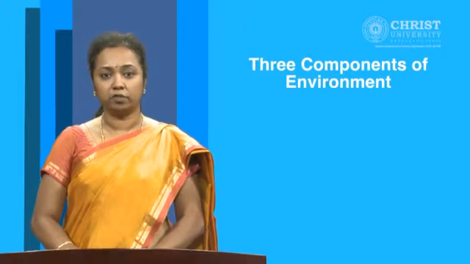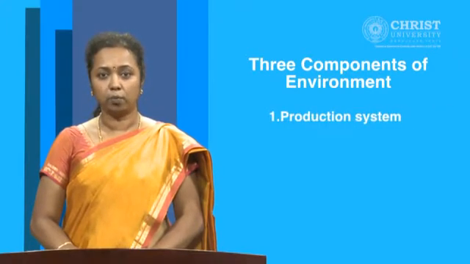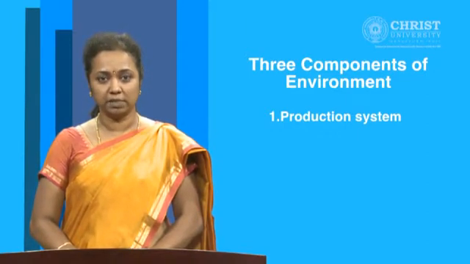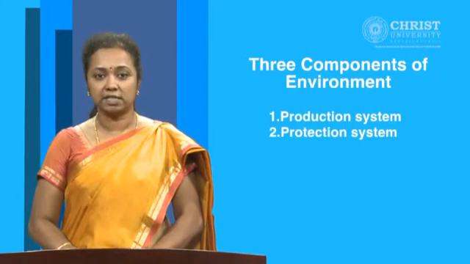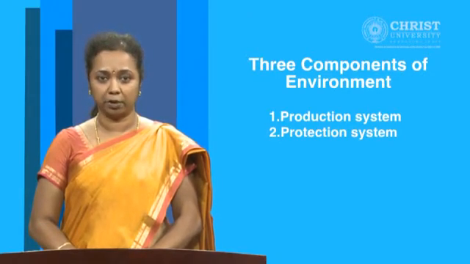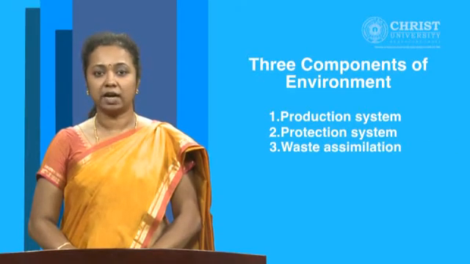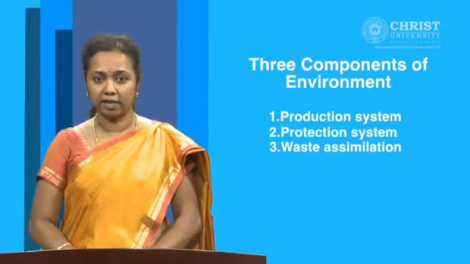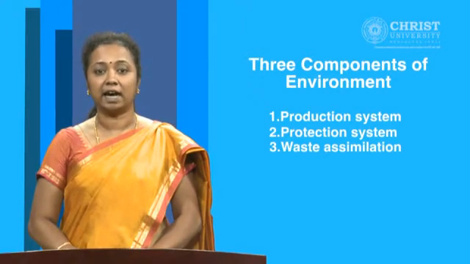The environment is made of 3 components. 1. Production system includes crop plants like cereals, fiber, fruit and vegetables. 2. Protection system includes forests, mountain ranges, and oceans that buffer the air and water cycle and moderate extremes in temperature. 3. Waste assimilation system like waterways and wetlands that assimilate the waste generated due to human activities.